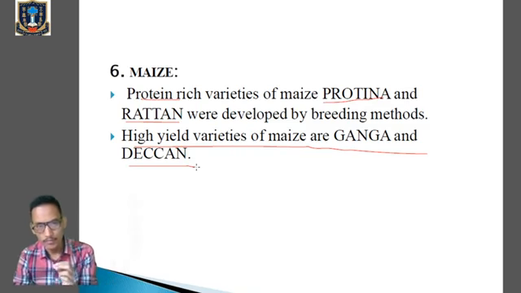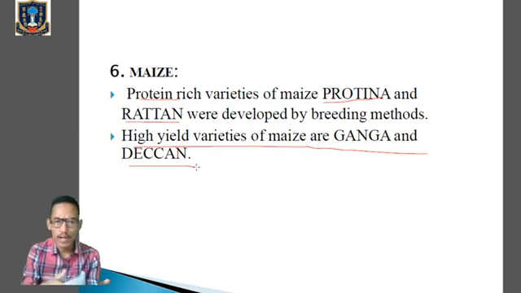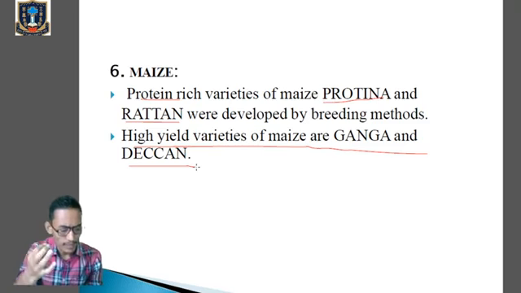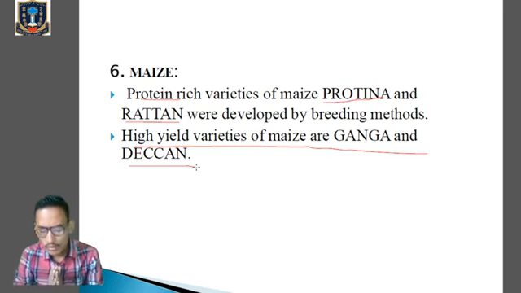So kindly remember the names of the crops which have high yielding varieties. Remember the names of wheat, we have done wheat, we have done rice, then sugarcane, millets, and maize. Clear? And kindly go through page number 514. On page number 514, you will find the list of important research centers.